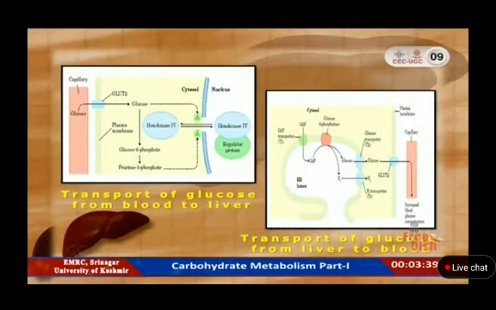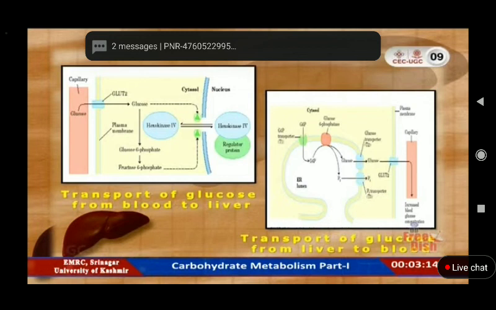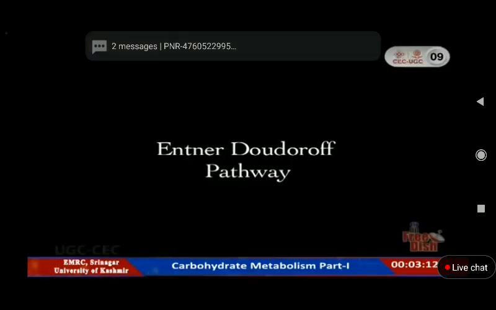Now, how is blood glucose level maintained in higher eukaryotes? When blood glucose level is high, hexokinase 4 or glucokinase, which is normally present in the nucleus bound to a regulatory protein, is released to the cytosol, and it converts the excess glucose into glycogen. And when blood glucose level is low, in response to glucagon, the stored glycogen is broken down into glucose, and that glucose is released into the blood to maintain the blood glucose level.